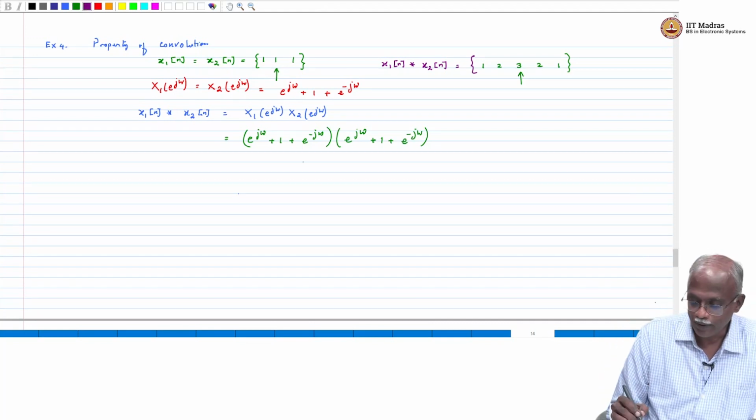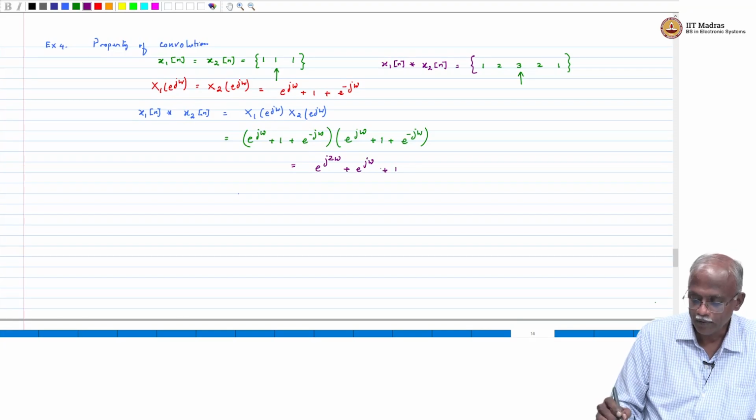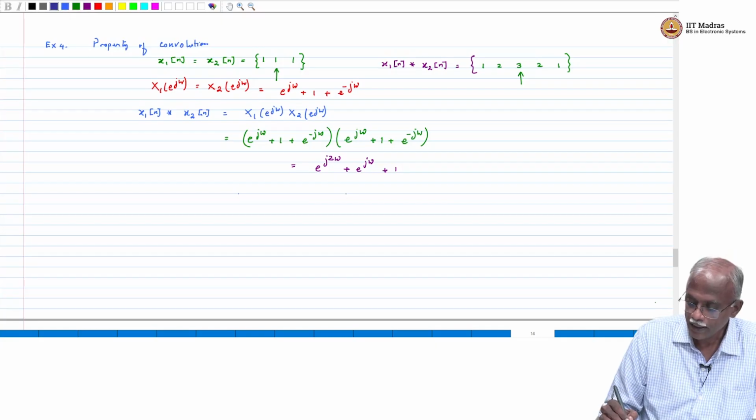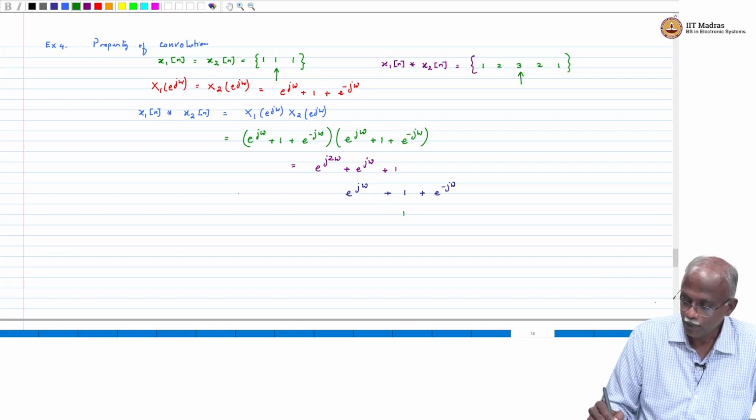Okay, let's do the multiplication. So, multiplication with the first term, you get e power j 2 omega plus e power j omega plus 1. Okay, multiplication with the second term, use a different color, it is e power j omega plus 1 plus e power minus j omega. And multiplication with the third term, you get plus 1 plus e power minus j omega plus e power minus j 2 omega.